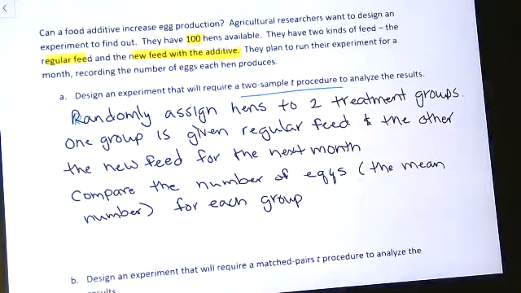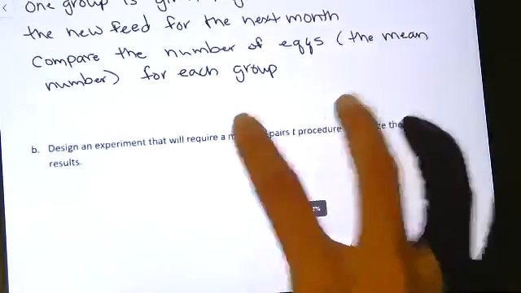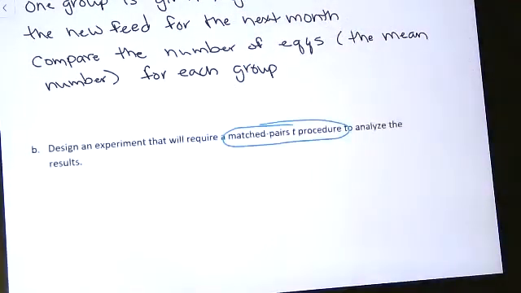Okay. If we did that, we would be doing a 2-sample t-test. So we take the number of eggs from group 1, divide that by 50 because there's 50 hens. Take the number of eggs from group 2, divide that by 50 because they had 50 hens, and then you do a 2-sample t-test or 2-sample t-interval using the two groups. Okay, same scenario, but what if instead of a 2-sample t procedure, we wanted to do a matched pairs t procedure? So how do we set this up differently?